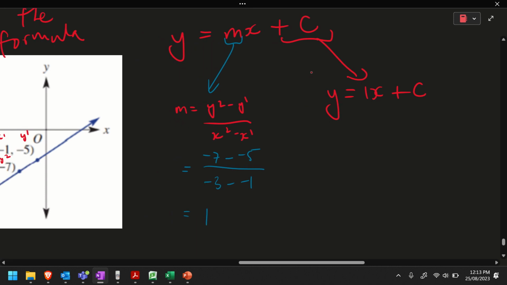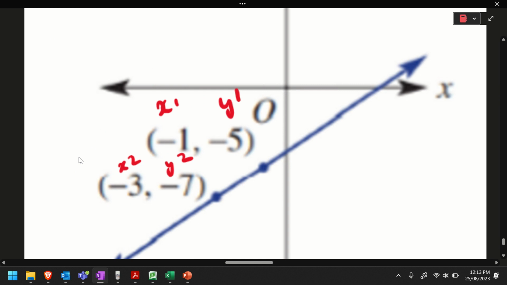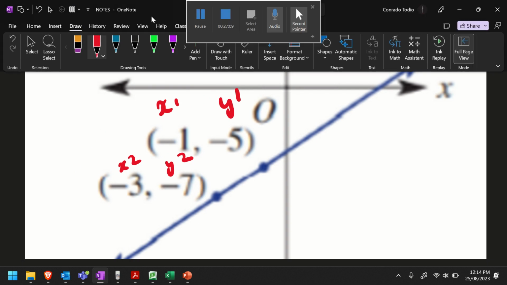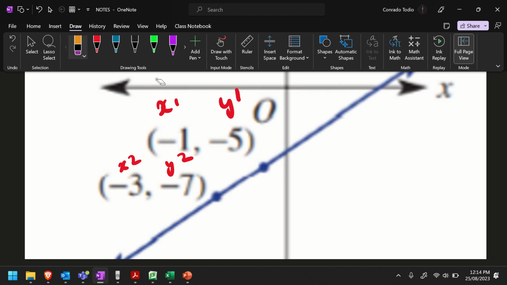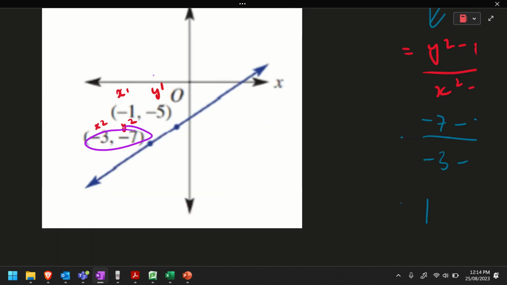What we need to do is pick any of these points, doesn't matter which one, and put them into our equation. So Lizzie, can you pick a point for me that we can use? Negative 3, negative 7. All right, let's use this one here.